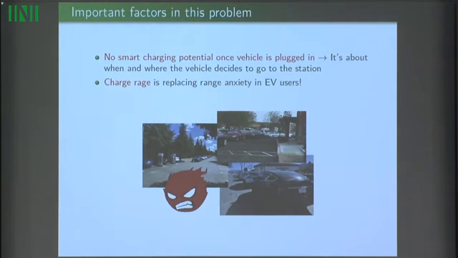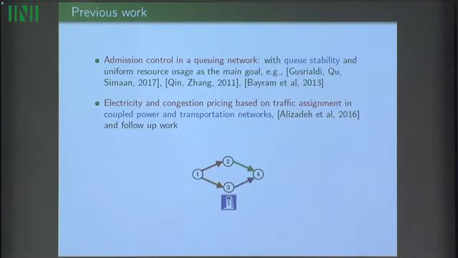Okay, so important factors in this problem: no smart charging potential once the vehicle is plugged in, right? They just want to get out. It's kind of like a gas stop. And another issue is these long queues, which create charge rage instead of charge anxiety. There are actually quite a lot of fast charging stations around right now, for example, in California. So people are not really worried about having access to a station. It's about how long they have to wait in the queue to get access to a charging facility, or an electric vehicle supply equipment.